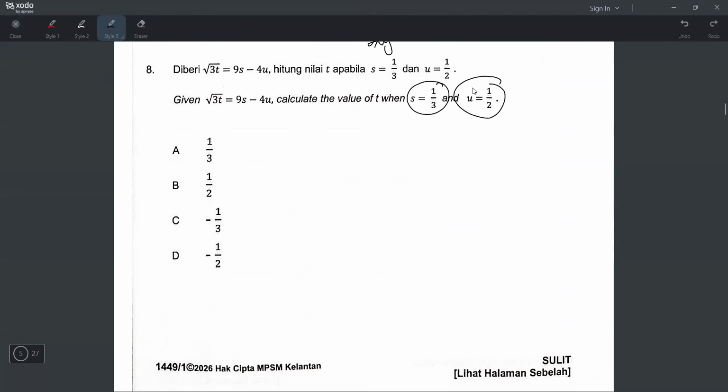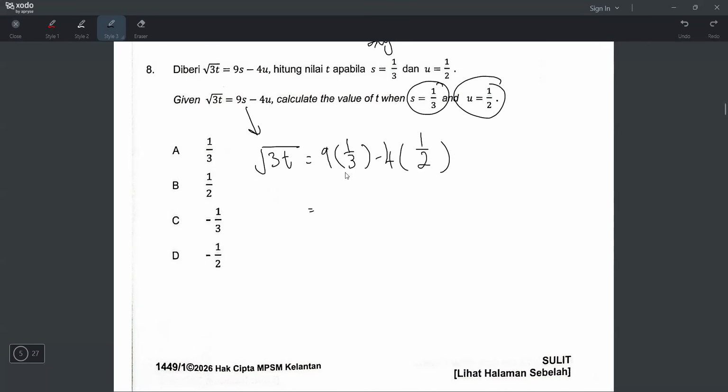Okay, this is quite straightforward. You just take the s value and u value, sub inside, and you get the value of t. Alright, so square root 3t, the t I don't have. T is what I'm trying to find. And then 9s minus 4u, I'm just going to put a bracket and put in the value. So s, let's put in the value accordingly. 1 over 3 here, u 1 over 2 here.